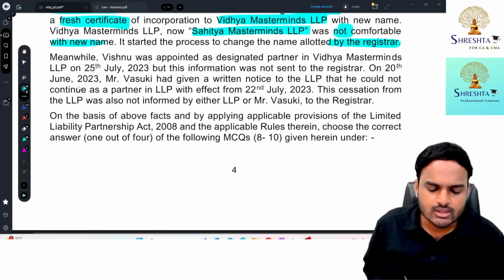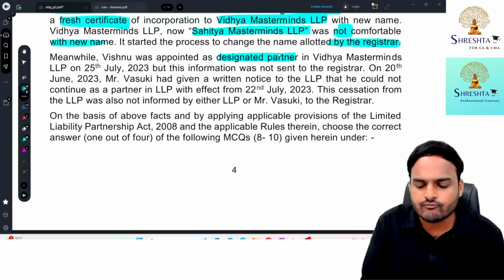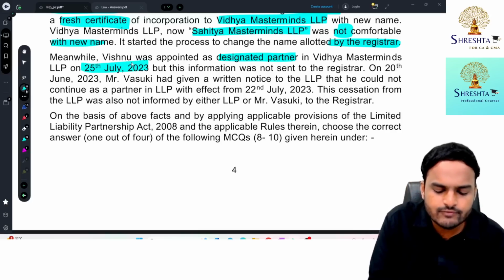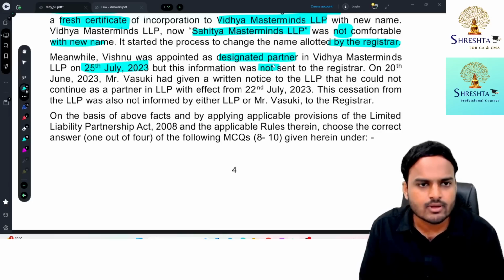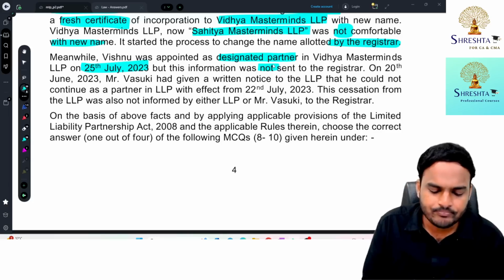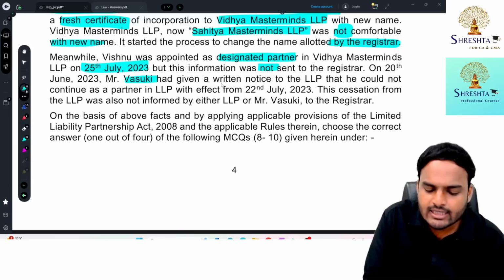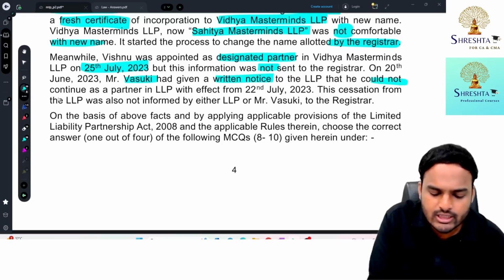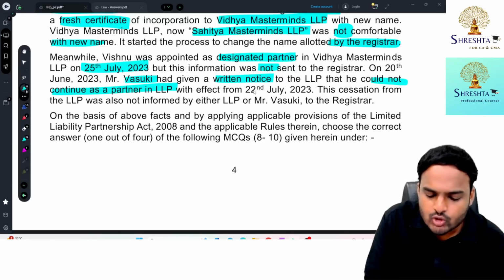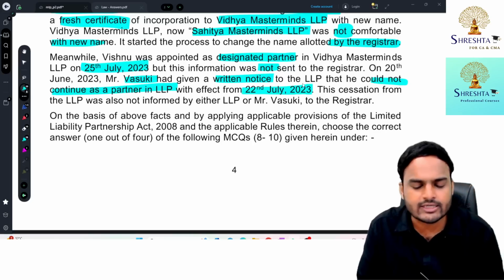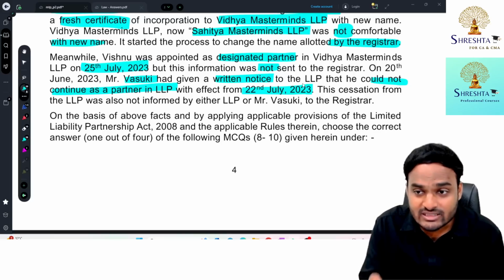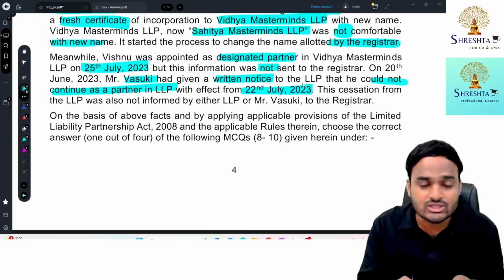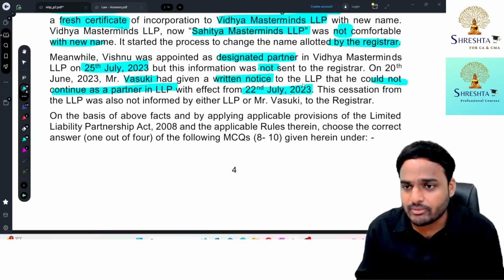Fine. Meanwhile, Vishnu was appointed as designated partner in Vidya Masterminds LLP on 25th July 2023. But this information was not sent to the registrar. On 20th June 2023, Mr. Vasuki had given a written notice to the LLP that he could not continue as partner in the LLP with effect from 22nd July 2023. Not less than 30 days' notice shall be given to the LLP about his intention not to continue with the LLP. So the notice has been served within that time limit, no problem.